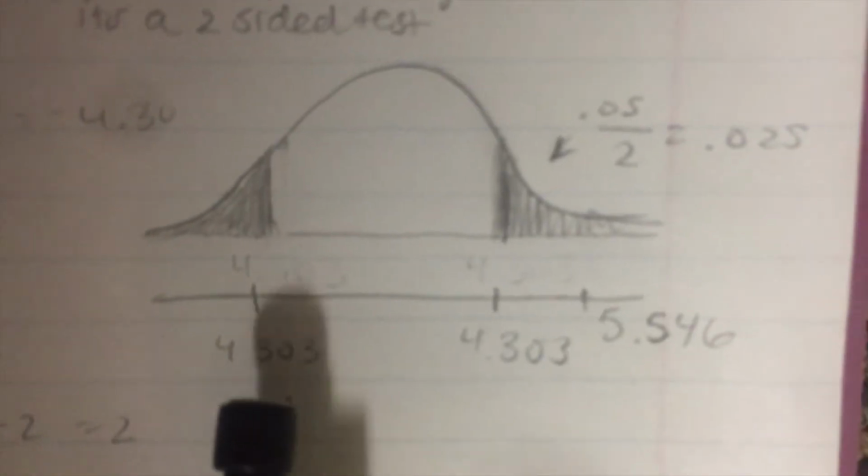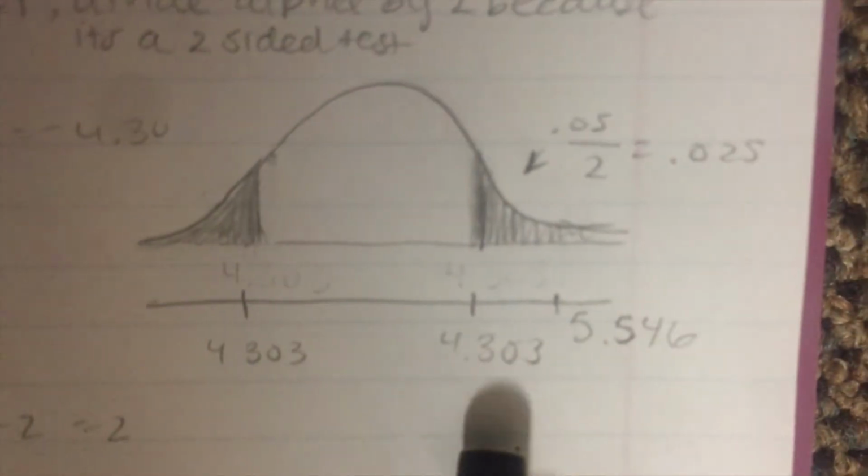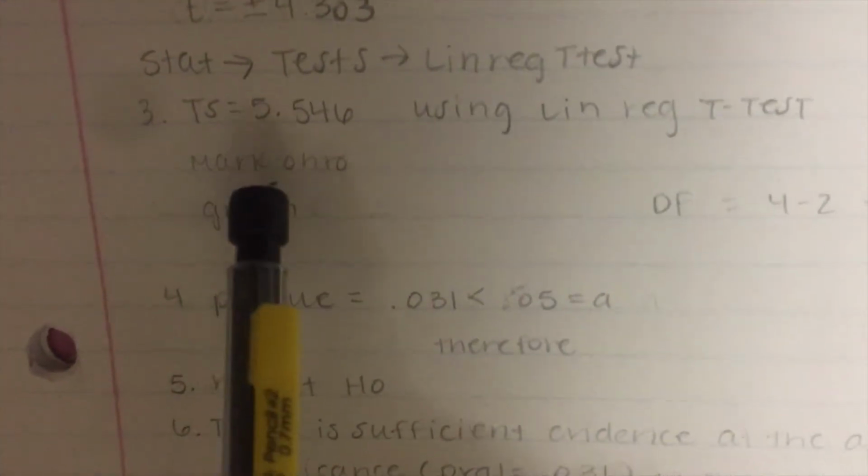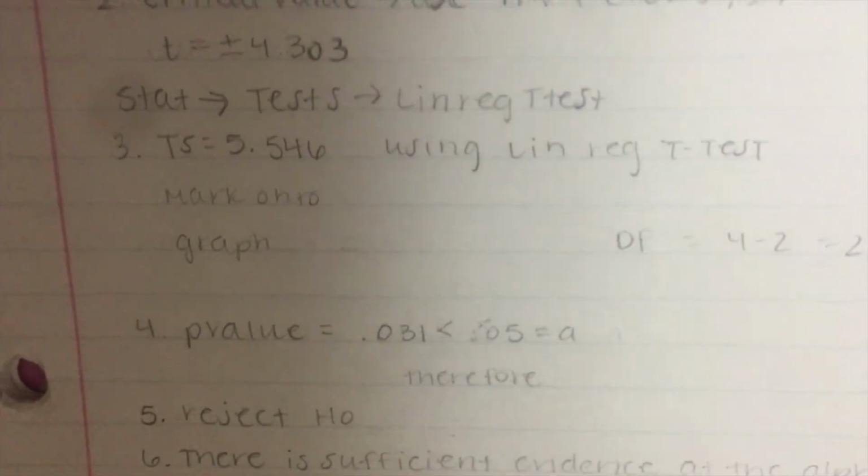So t is plus or minus 4.303, and then you have to draw and shade. So you'll put the plus or minus 4.303 and shade both sides. Next, we'll move on to the test statistic. So we're going to find the test statistic by doing the LinRegTTest.